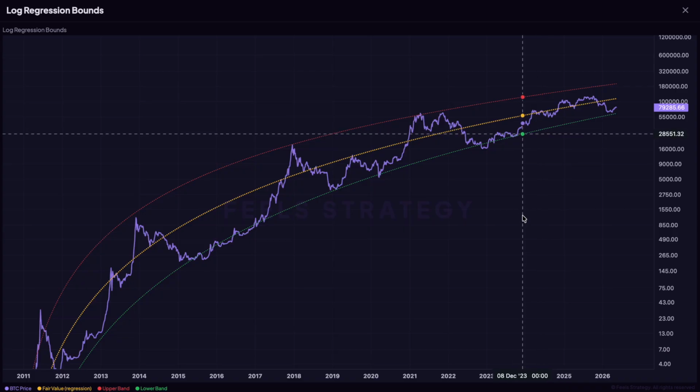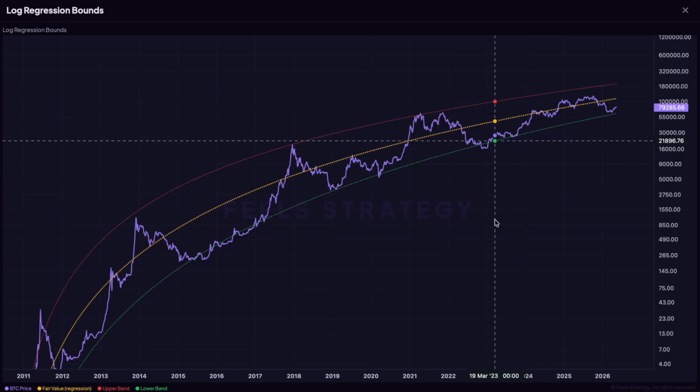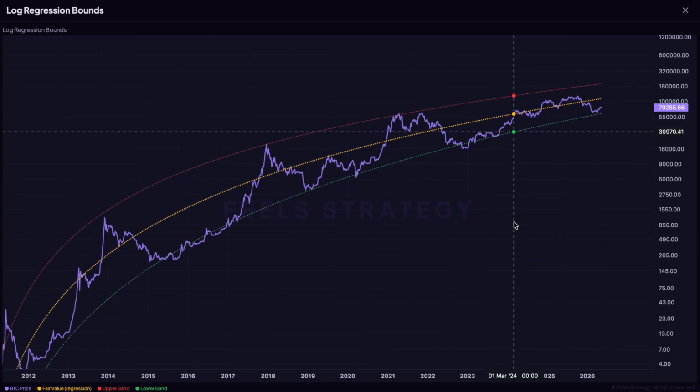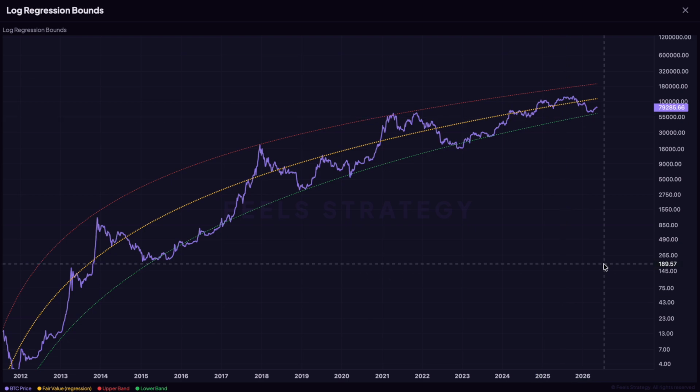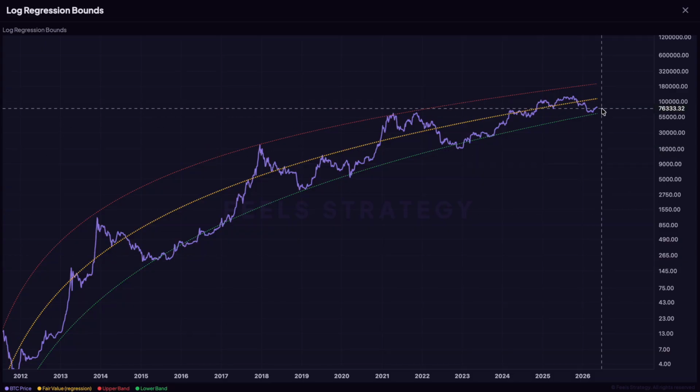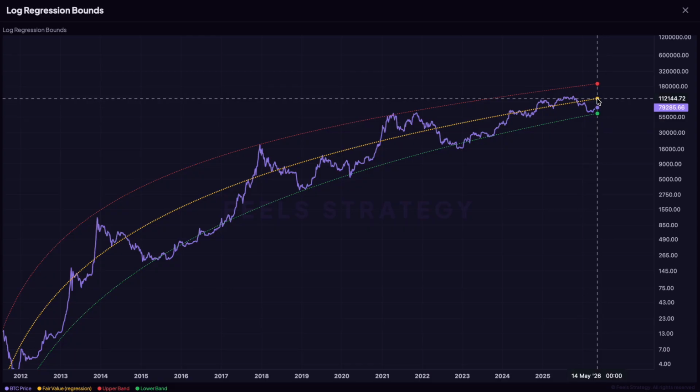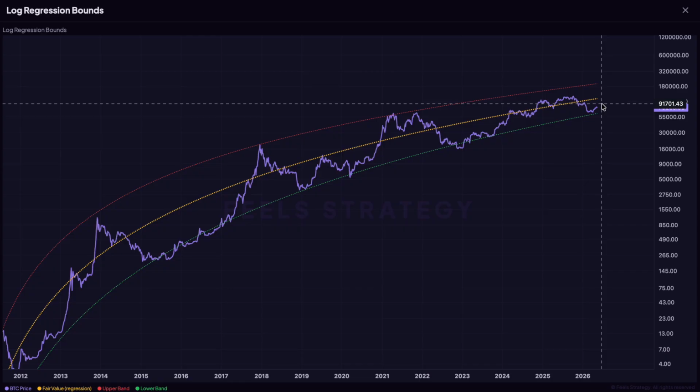Will it hold forever? Probably not. At some point, Bitcoin will be too big to follow this curve. But for now, after 15 years, it's still tracking surprisingly well. So, where are we right now? Bitcoin is about $80,000, below fair value. According to this model, it's about $110,000. We are sitting right below this line.